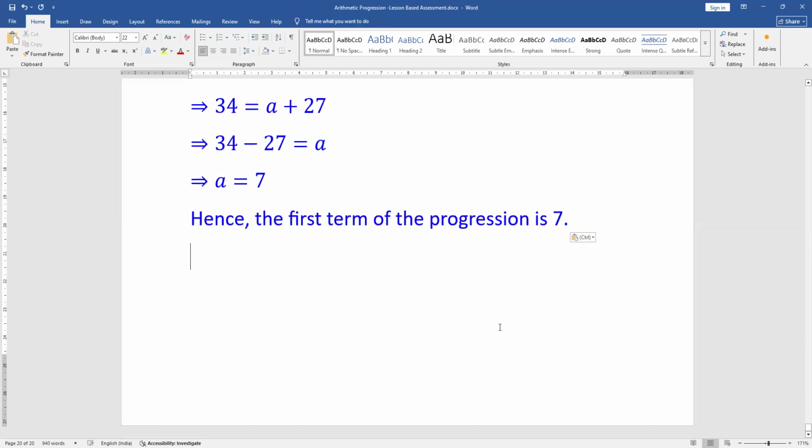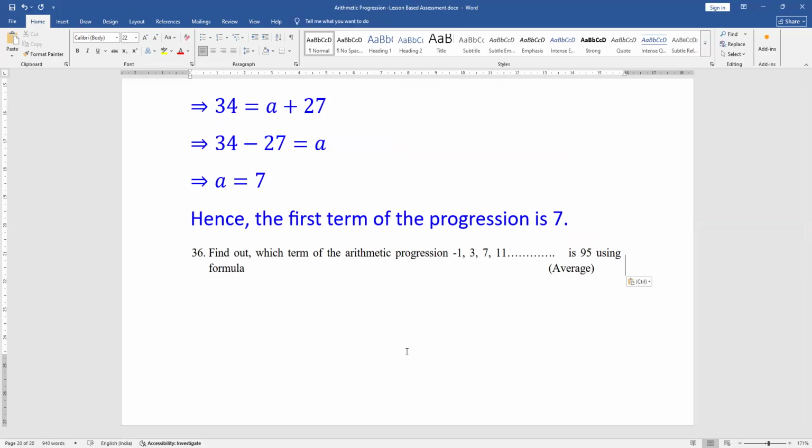Okay, people. Now I move on to the next question. 36th question. Find out which term of the arithmetic progression -1, 3, 7, 11, and so on is 95 using the formula. Okay. So here, let us see what we have to do.